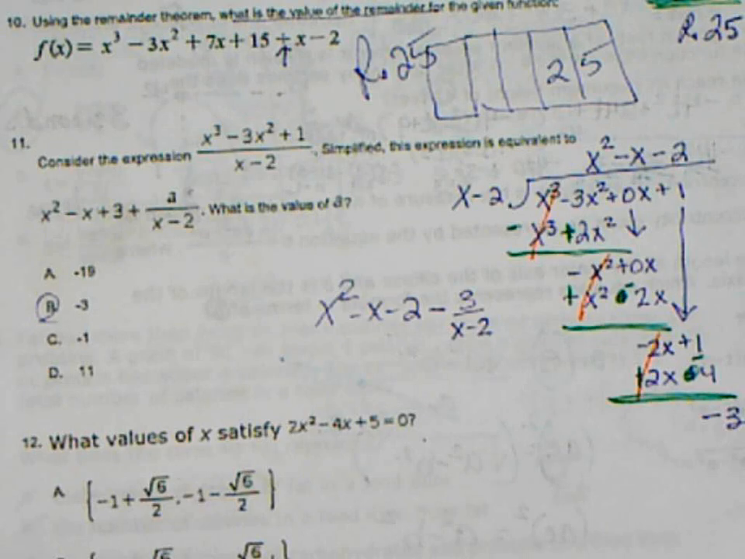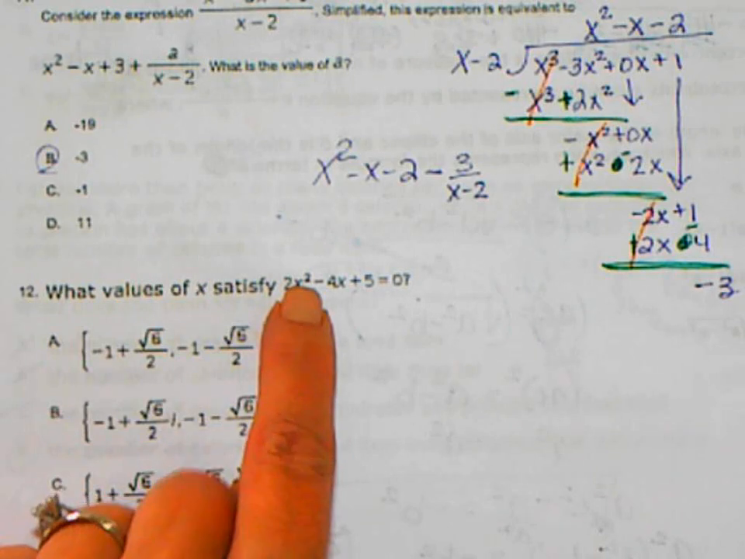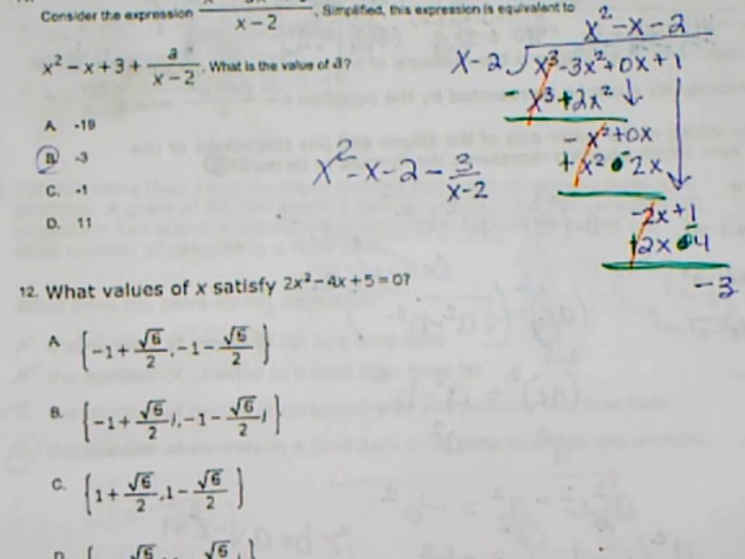Number 12, what value of x satisfies 2x squared minus 4x plus 5 equals 0? They're saying what value of x satisfies that? We have to solve it. We have to solve for x, right? It is a quadratic because the highest degree is 2. We know several ways to solve a quadratic. We can factor, if possible. You can't always solve by factoring, unfortunately. Quadratic formula always will solve a quadratic. Completing the square will always solve a quadratic. But if I can factor, I'm going to try to.